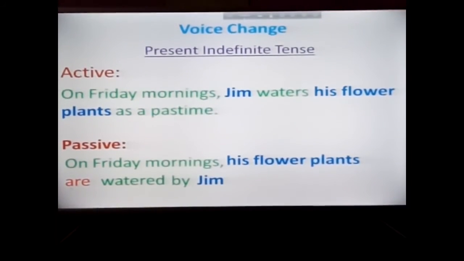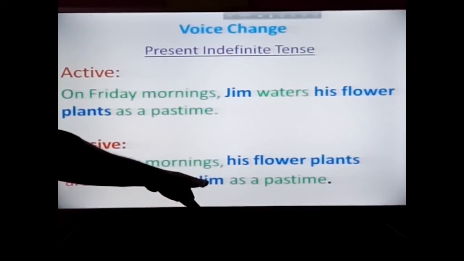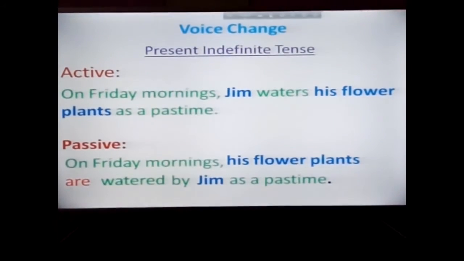Okay, you just keep it as it is and where it is. The phrase after the object of the active sentence remains after the object of the passive sentence. Your passive sentence is now complete and it stands like, on Friday mornings his flower plants are watered by Jim as a pastime. Dear students, you can always use this by plus agent at the end of your passive sentence.